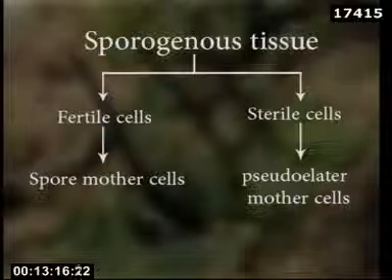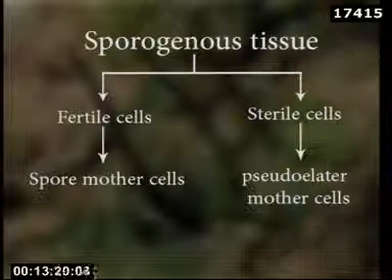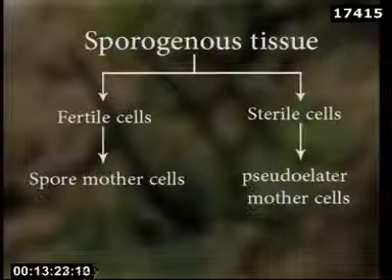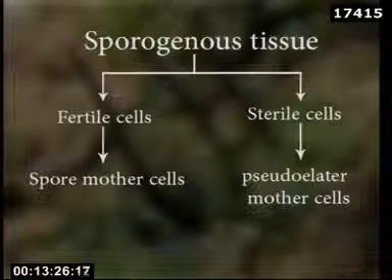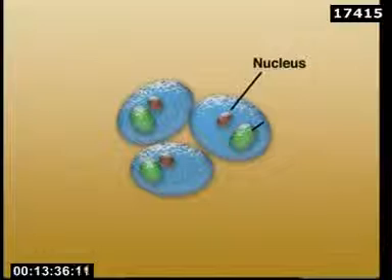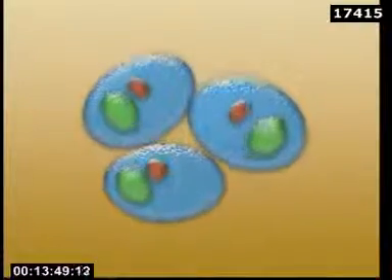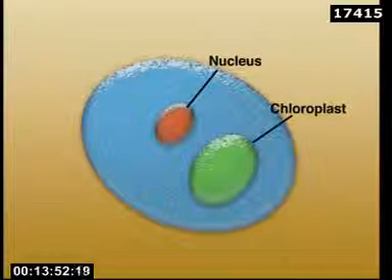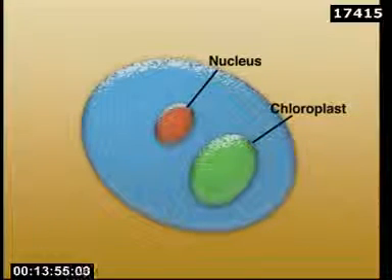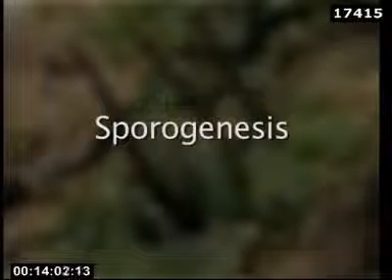The sporogenous tissue differentiates into 2 kinds of sister cells, namely fertile cells and sterile cells. The former gives rise to spore mother cells and the latter to pseudoelater mother cells. As far as the spore mother cells are concerned, they are large cells, oval to spherical in form. Each cell contains granular, denser cytoplasm, a distinct nucleus, and a chloroplast. The young spore mother cell increases in size, separates from other cells, and becomes spherical in form. Finally, each of these undergoes meiosis to form the haploid spores or meiospores. This process is called sporogenesis.